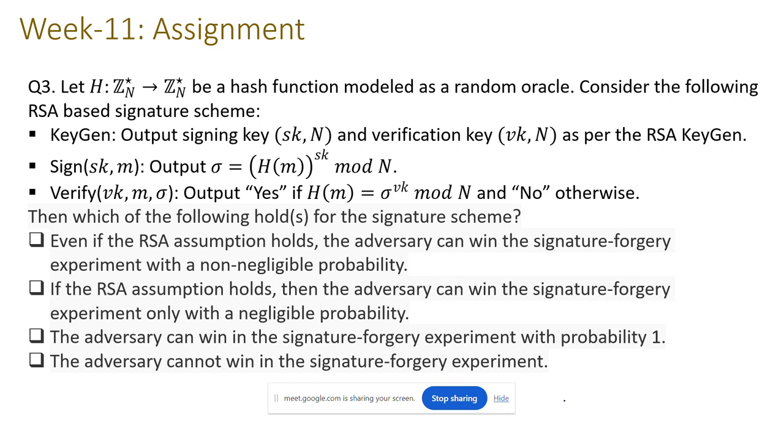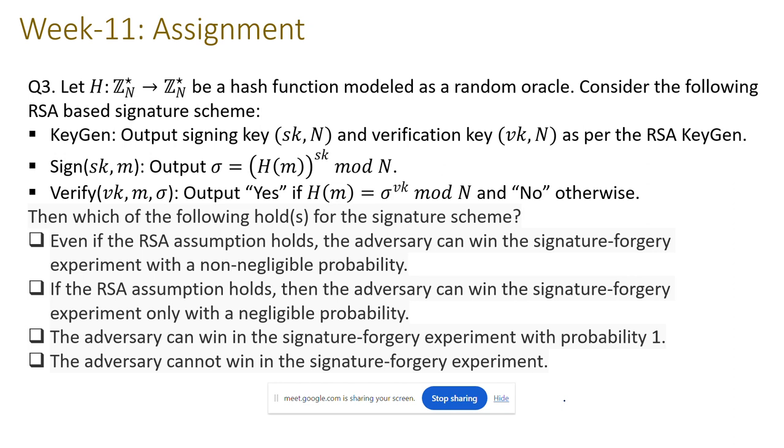The signing algorithm takes as input the signing key sk and message m and outputs sigma. The signature is generated in this manner: you hash the message m first and then raise it to the power of sk mod n, right? And verification also happens in the same manner. You verify whether the hash of message m is equal to sigma raised to the power vk mod n or not. Then which of the following holds for the signature scheme?